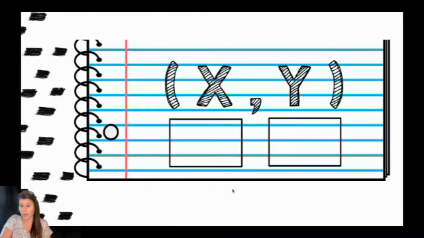So your ordered pair is always (x, y). Your x value always goes first, your y value always goes second. So if your x value is positive, you're going to go right from the origin. If it's negative, you're going to go left. And if it's 0, you're just going to stay in that middle spot, what we call the origin that we just saw a second ago.